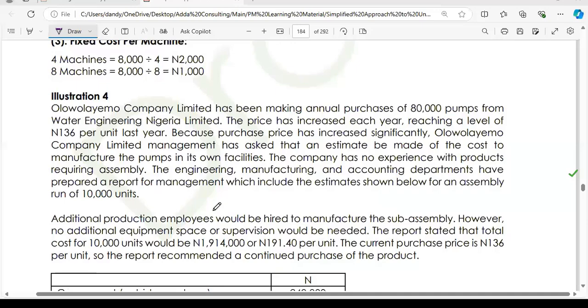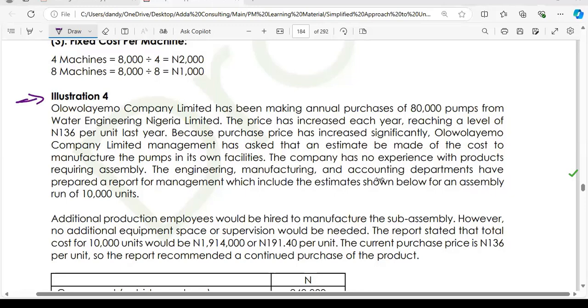Yes, let's solve this one. Illustration number 4. Somebody should read. Who will help us? So we have just 9 minutes remaining. Yes, somebody should read. Jessica, read.